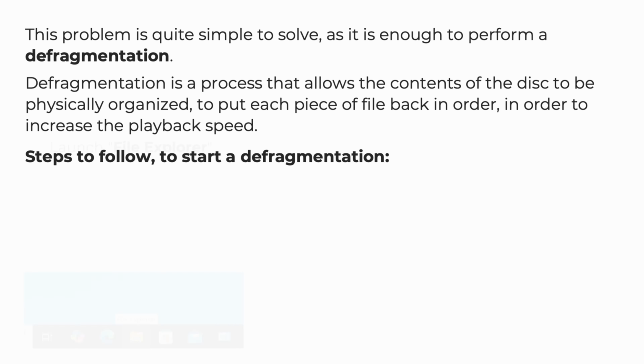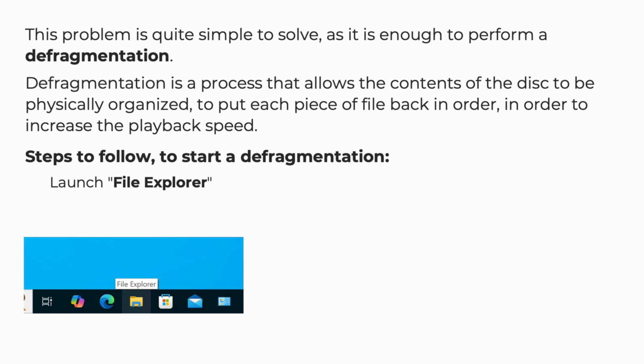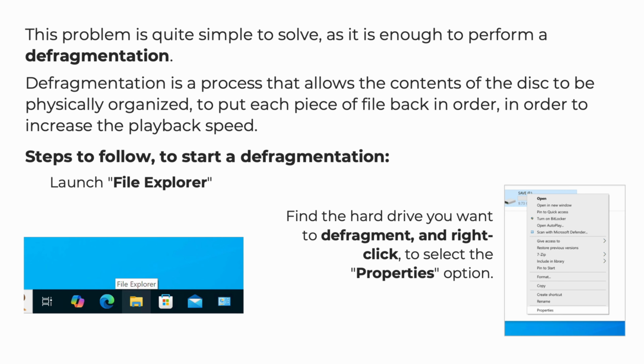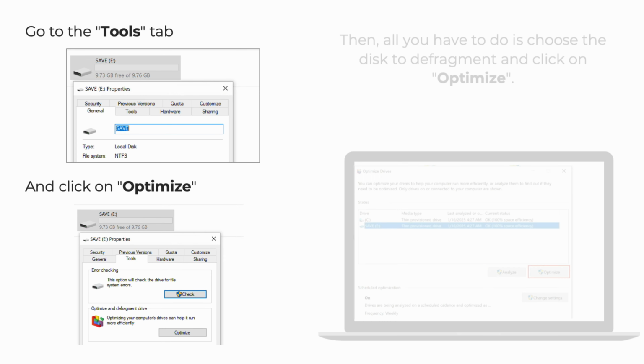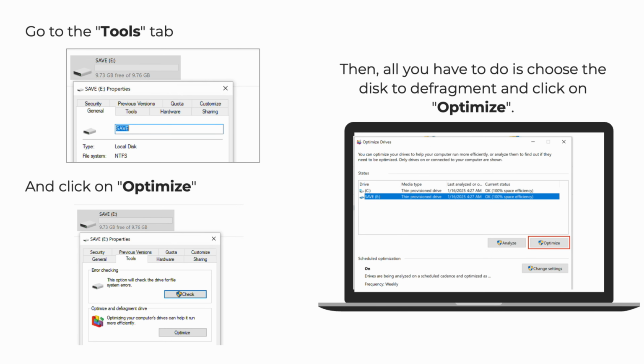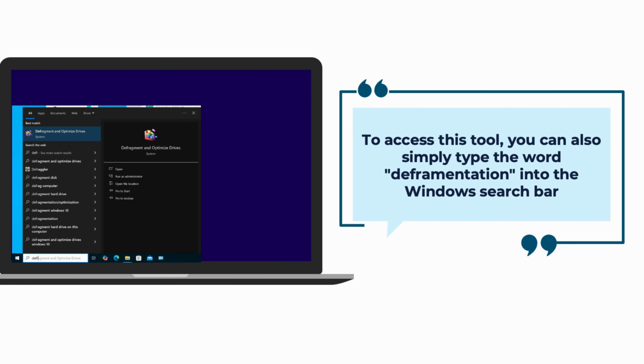Start by launching File Explorer by clicking on the folder icon on the desktop taskbar. Once opened, find the hard drive you want to defragment and right-click to select the Properties option. Go to the Tools tab and click on Optimize. Then, all you have to do is choose the disk to defragment and click on Optimize. To access this tool, you can also simply type the word defragmentation into the Windows search bar.